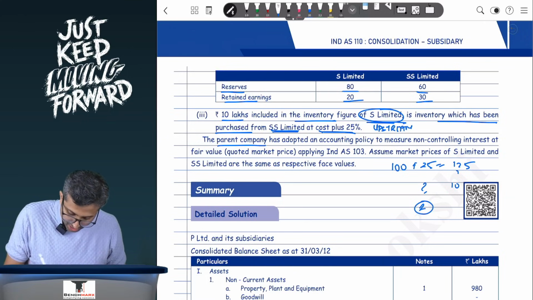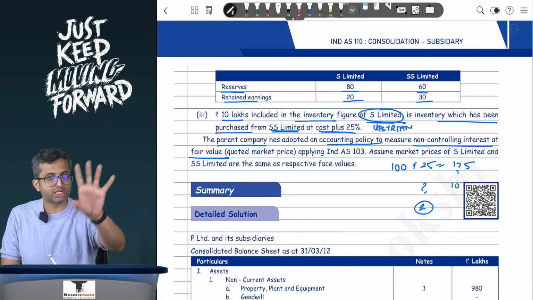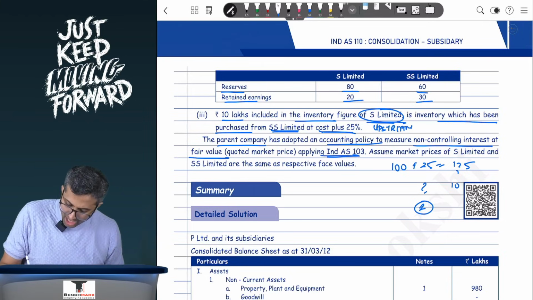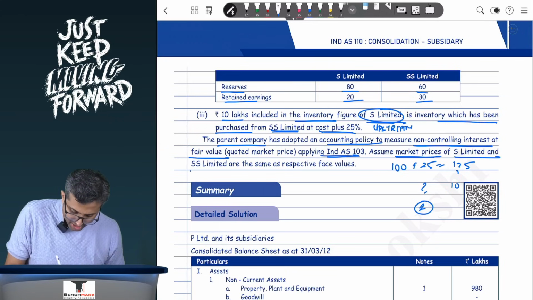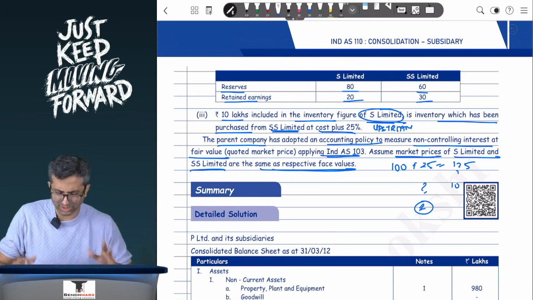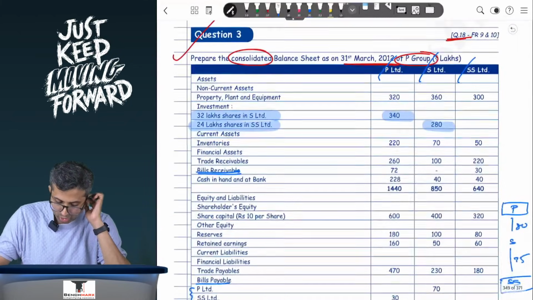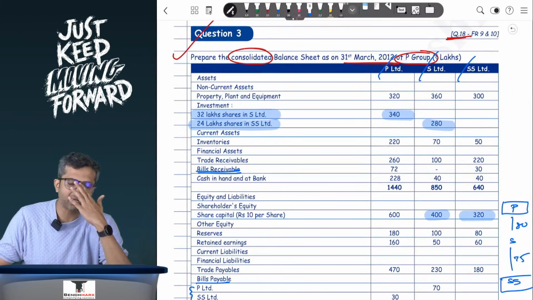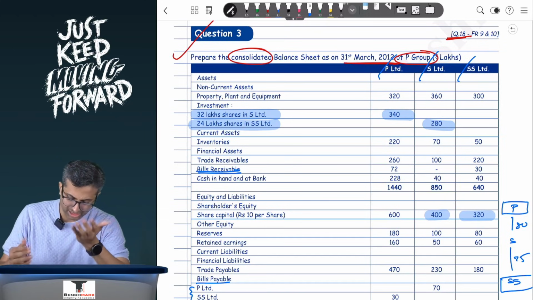The parent company has adopted the accounting policy to measure N.C.I. at fair value. The question is given to you. Had it not been given, we would have taken N.C.I. at proportionate net assets by applying Ind AS 103. Assume market prices of S and SS are the same as their respective face value. So this makes it very easy. The total face value is already given over here. So if I want to find the market value, this is the share capital at face value only.